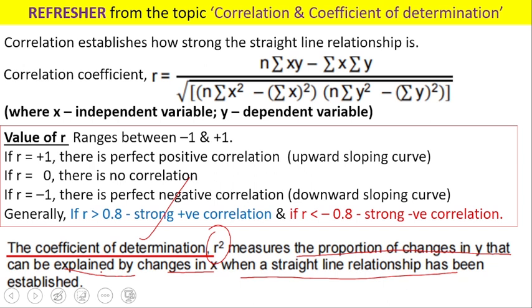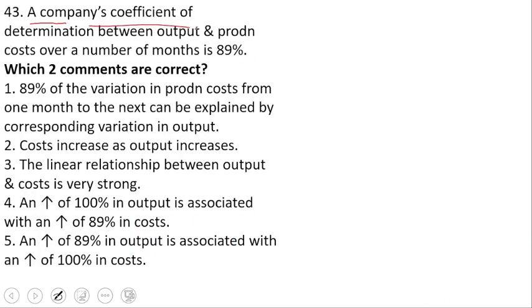So I'm not dwelling more on this topic. There is an explainer video relating to correlation and coefficient of determination. Any student who has not gone through that, please go through it and then tackle the next question. A company's coefficient of determination between output and production costs over a number of months is 89%. In this case, output is X, the independent variable, and production cost is Y, because production cost is dependent on the output. Which two comments are correct?